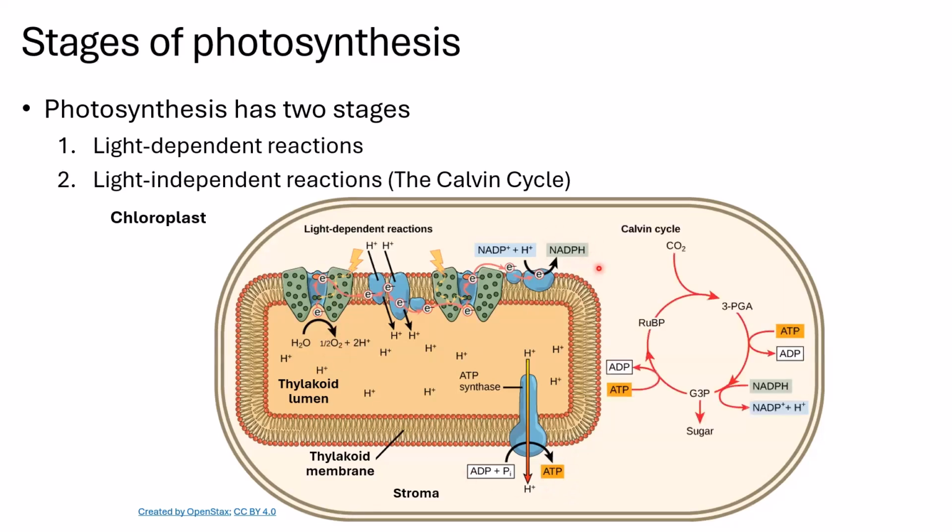The second is the light-independent reactions, also referred to as the Calvin cycle. This is a stage of photosynthesis that does not directly use light. It uses the ATP and NADPH created by the light-dependent reactions to take carbon dioxide and create glucose molecules. We will first talk about the light-dependent reactions, then go into the light-independent reactions.